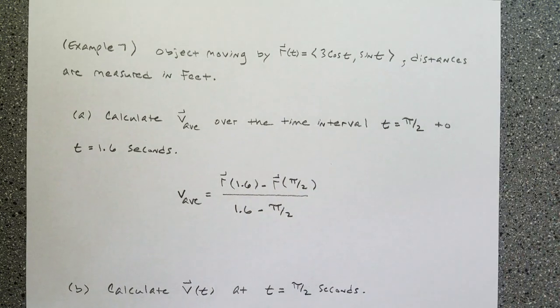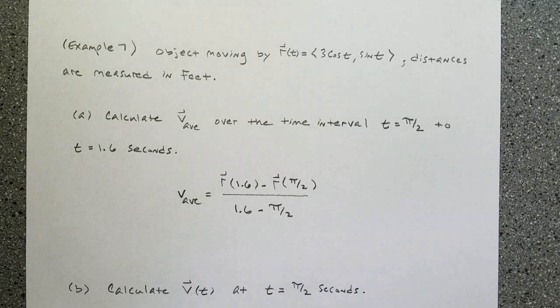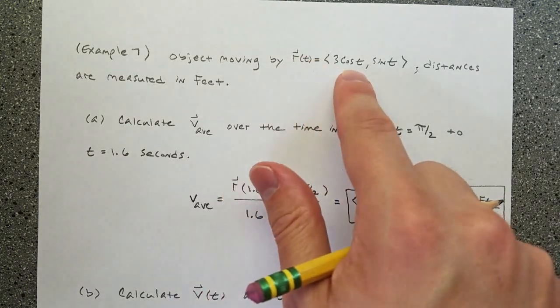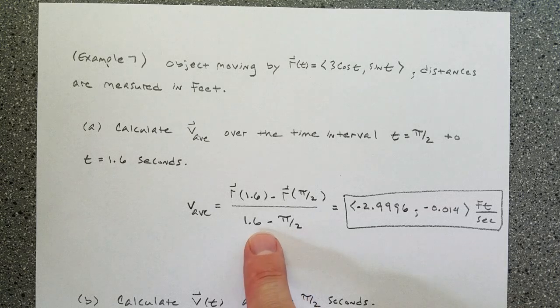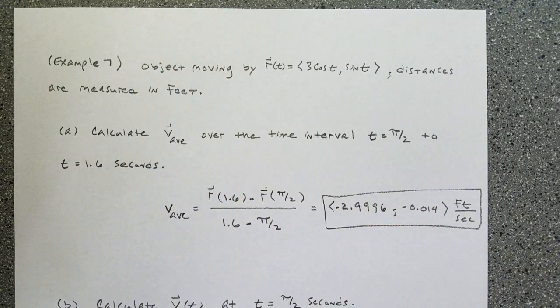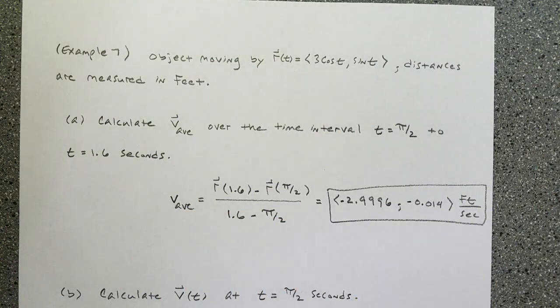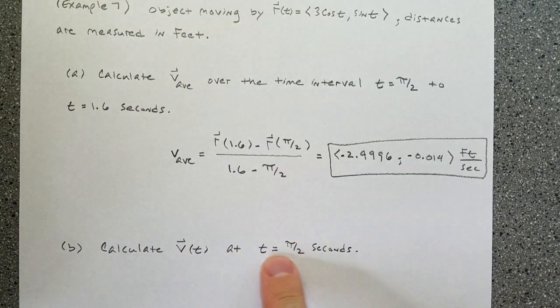So here's what I'll do. I don't think it's hard to calculate this. I'm going to pause the video, I'm going to calculate it, then it's going to show up all written down. So hold on just a second. Okay, so I did this, put 1.6 into r of t, put pi over 2 in, subtract the vectors, divide by this delta t, and that's what you're going to get. Okay? All right, so that's just a calculation of the average velocity, the way we had done it in another problem. Now, what is the instantaneous velocity at that instant?